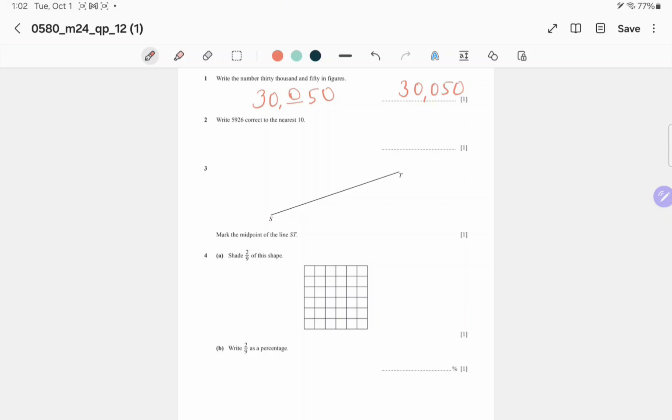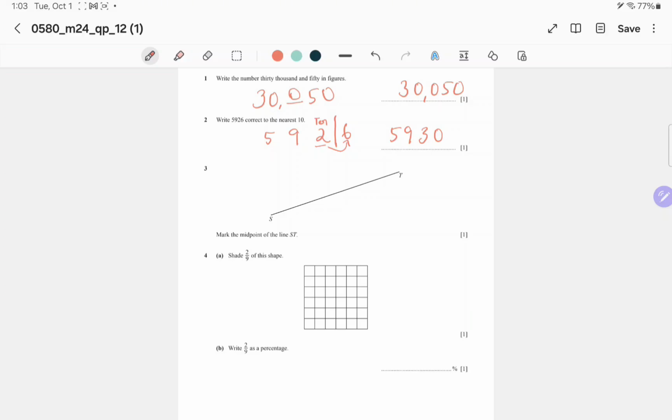So write the number to the nearest 10th place. So 5, 9, 2, 6. So ones and 10th, this is our 10th place. So it is 2, but the nearest number is 6, which is higher than 5. So round it off to the nearest number, which is equal to 5930.